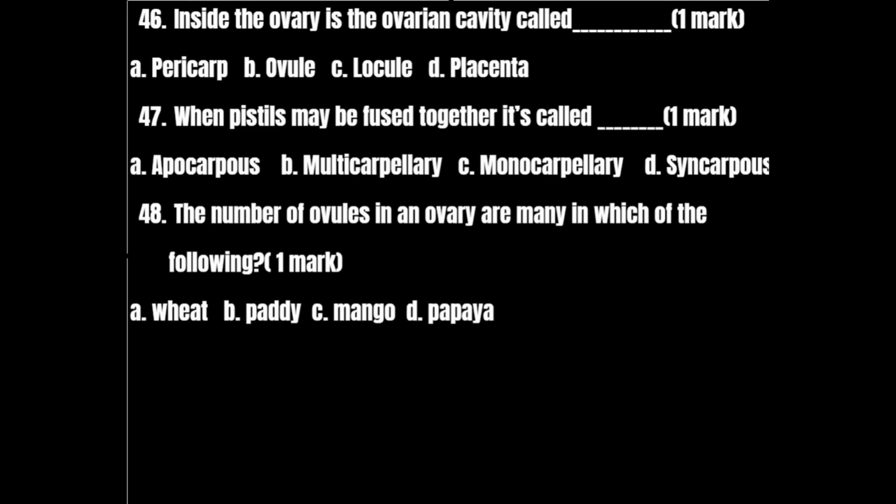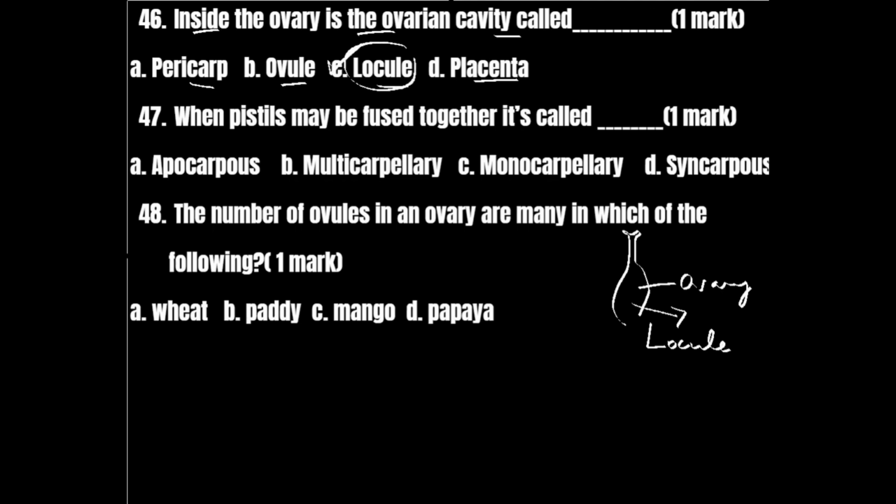Now these are all MCQ questions. Inside the ovary is the ovarian cavity called dash. Is it pericarp, ovule, locule or placenta? So if this is the ovary, inside that place is called as locule. So ovarian cavity is called locule. So the answer is option C, locule.